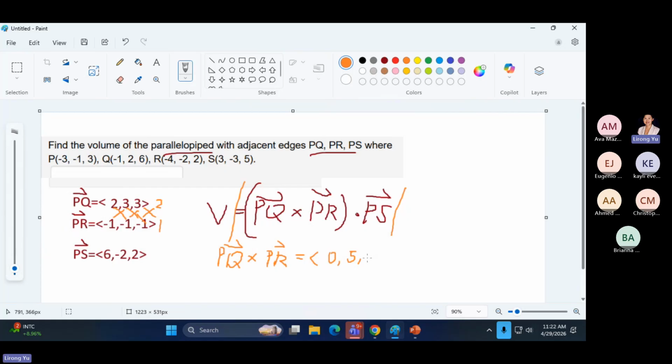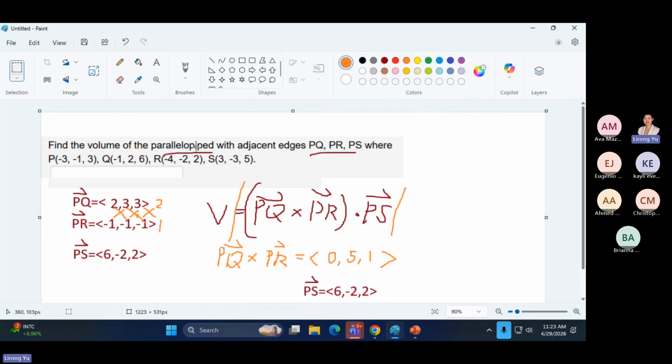-2 minus -3. Okay, are we okay so far? The cross product, is it okay? Okay, so then the next thing is we're going to take the dot product with PS. Okay, and then what's PS? I'm going to write it over here.